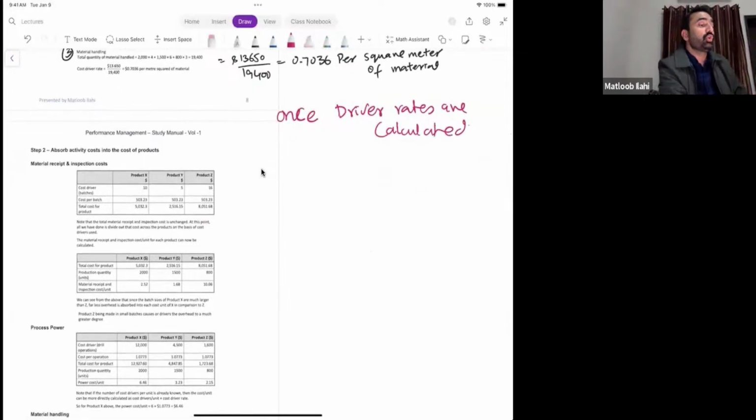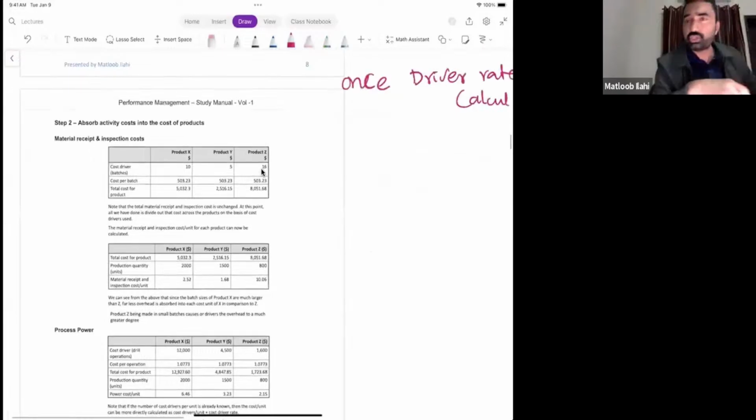Okay, so total overheads for each product. This solution is a bit lengthy. The one I have done in Excel is easier, because in this solution they have done the calculation for every activity separately. So this makes the question long, but the one I have done is a bit shorter.